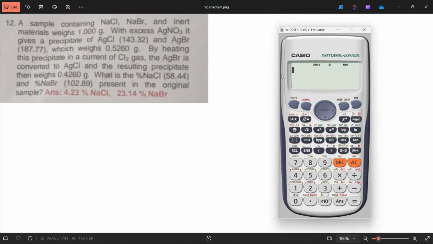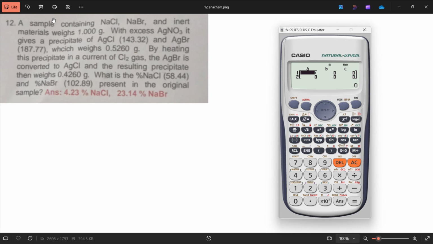So number 12 says that there is a sample containing sodium chloride, sodium bromide, and inert materials which weighs a total of 1 gram. So what do you mean by inert materials? Inert materials means materials that do not react or do not participate in a reaction, I mean chemically non-reactive, basically.